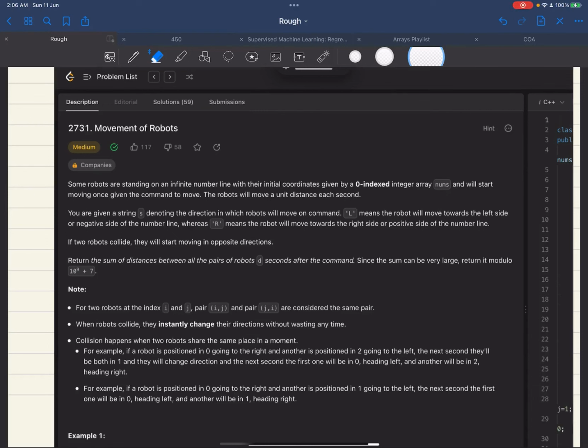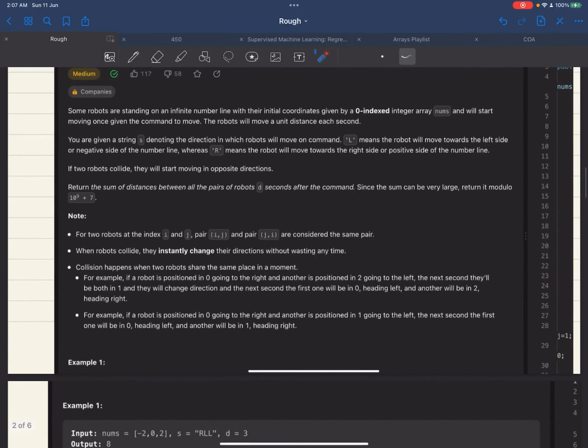So we'll be doing this question, Movement of Robots, which is a part of Biweekly Contest 106. Okay, let's read this question. Basically, I'll make you understand this.